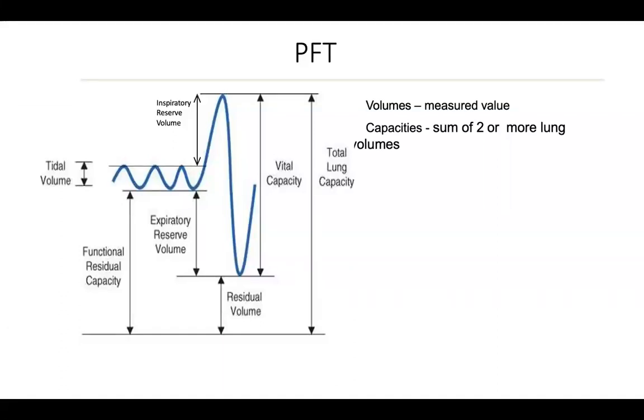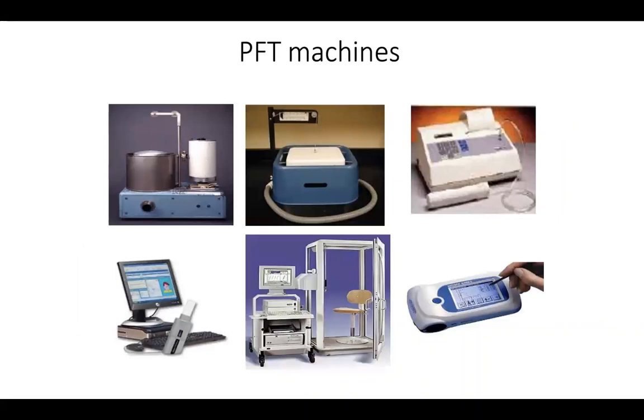Inspiratory capacity is the volume of air inspired by deep inspiration. The forced vital capacity is the quantity of air expired forcefully after a maximal inspiration. These are the different PFT machines. Earlier they were either rolling models or bellows types, but the recent ones are electronic and automated using a digital turbine and flow sensors.